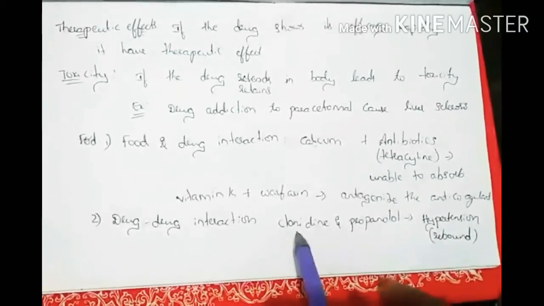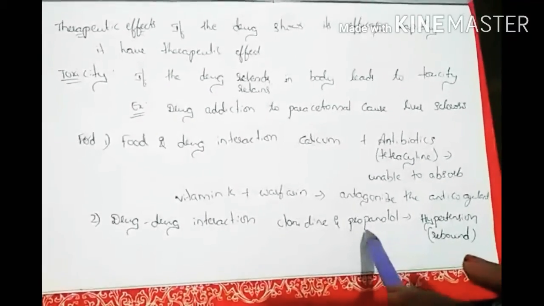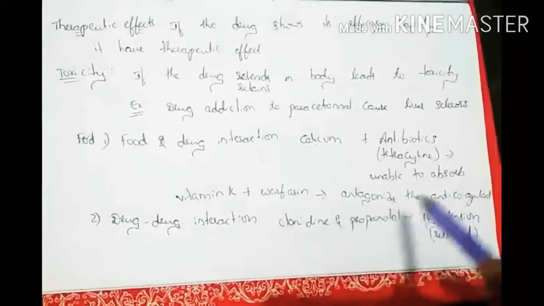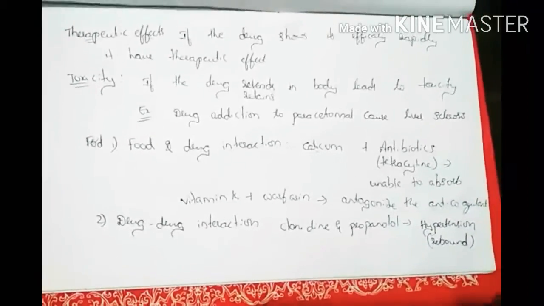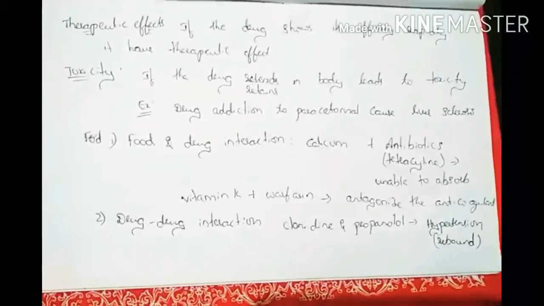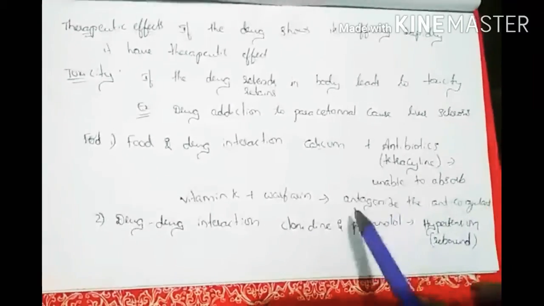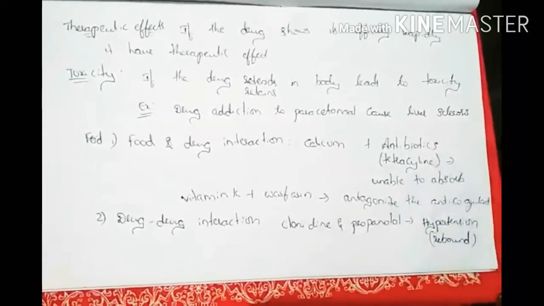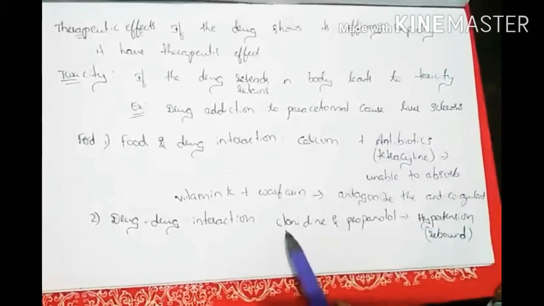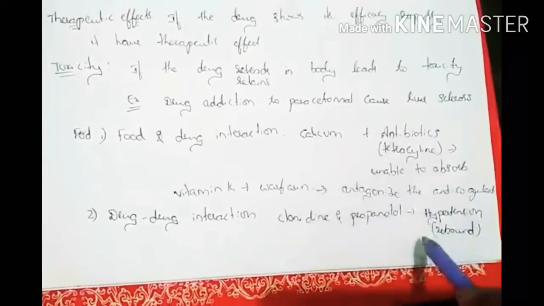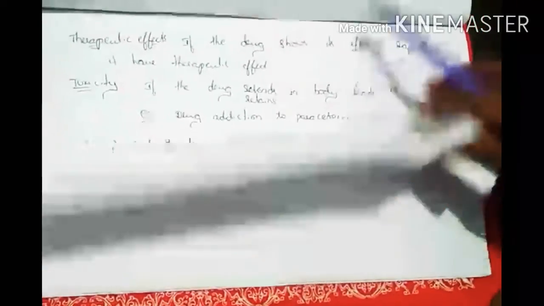Drug interaction, for example, clonidine plus propranolol. These lead to hypertensive rebound. So hypertension rebounds, and the hypertension will occur again. Propranolol is an anti-hypertensive, but with clonidine it will again rebound the hypertension.